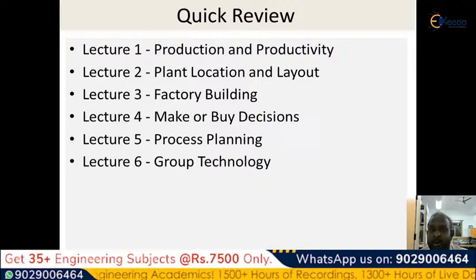Then in lecture 6 we talked about group technology. It means how you are going to divide your entire lot of products into groups, whether by a manufacturing attribute or a design attribute. You divide the products based on circular and rectangular shapes, or based on the machining that you are going to do, how you are going to split them, and how the coding is given. We saw one type of coding where each and every number indicates the profile of the particular product. So all these lectures we have completed in this subject so far.